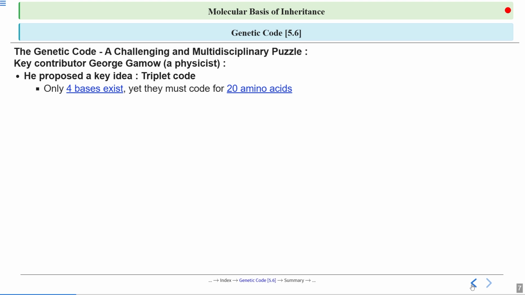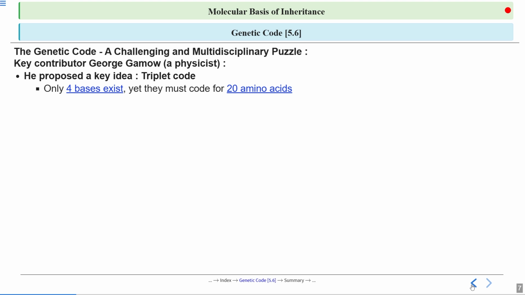Now what is this triplet code, that we will get to know. From here, just listen to it as a story and try to understand how they came to this conclusion of the triplet code. So now understand each and every point.